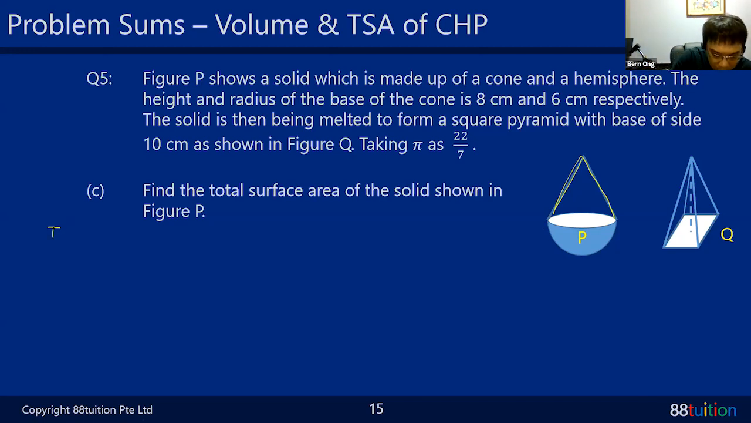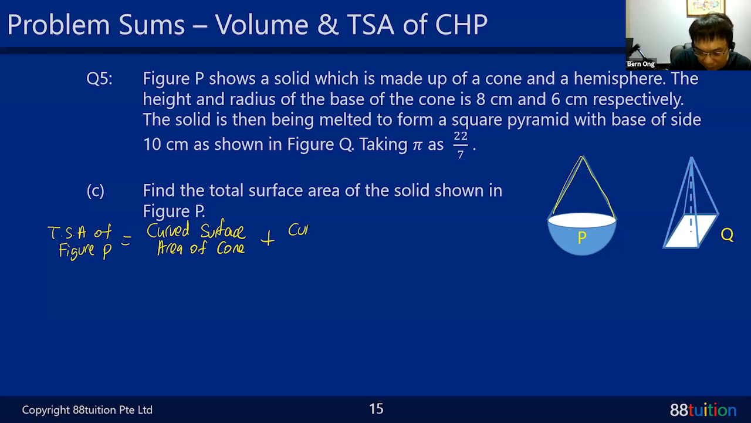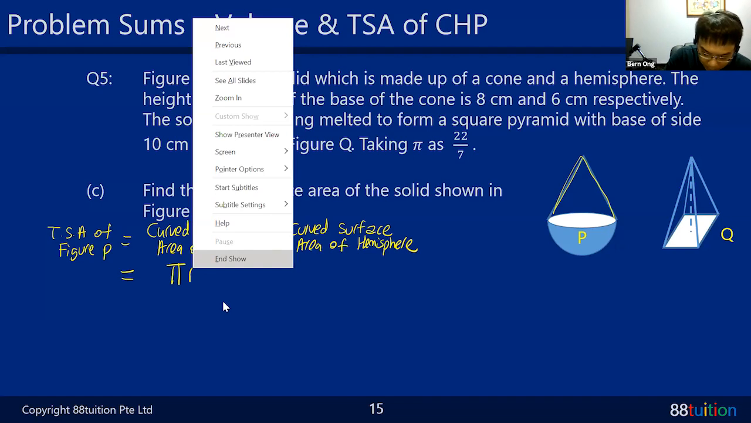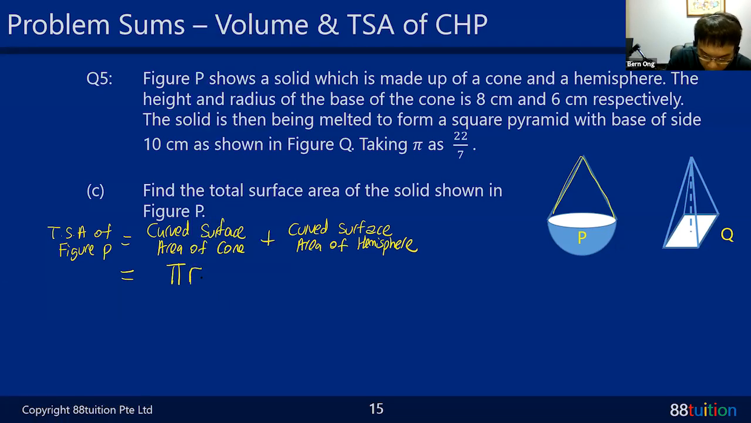So let me write out first. Total surface area of figure P is actually made up of the curved surface area of cone plus the curved surface area of the hemisphere. So what is the curved surface area of the cone? It's given as pi r l. And we got a problem here. We don't know what L is. Later.